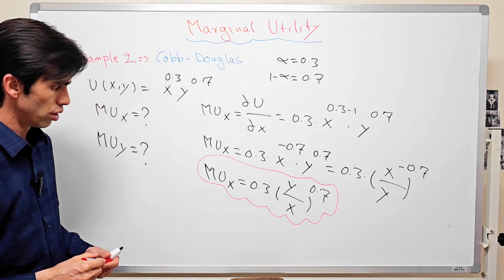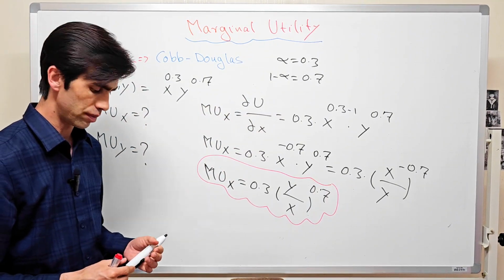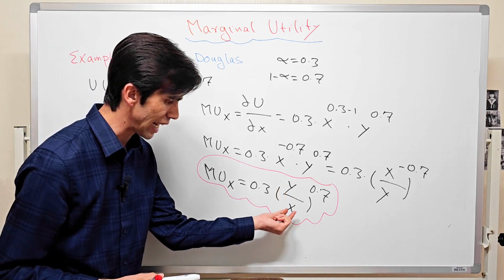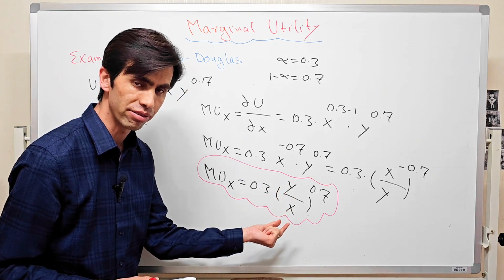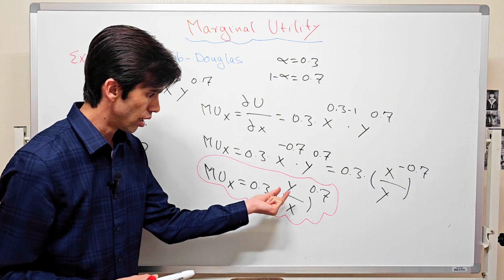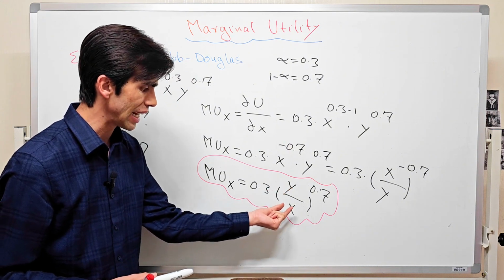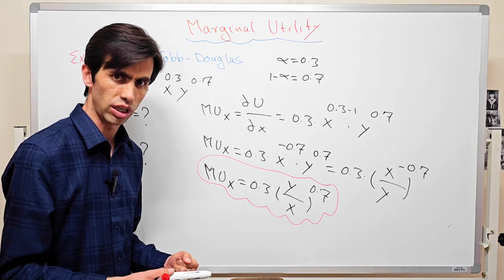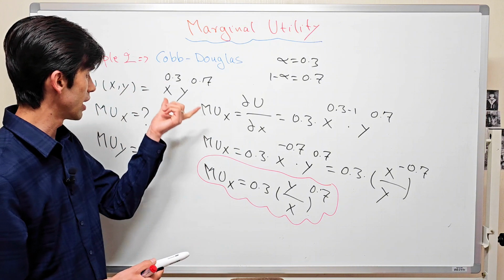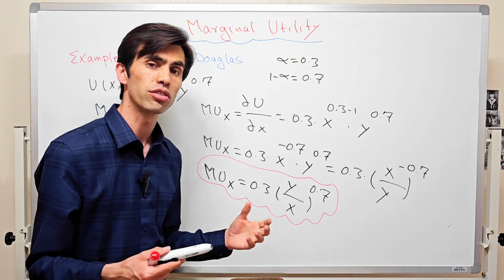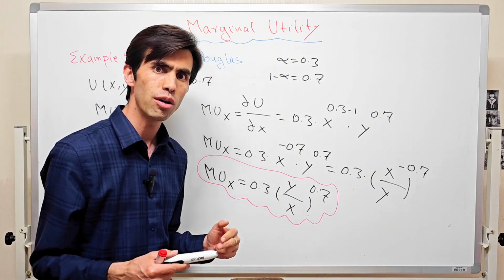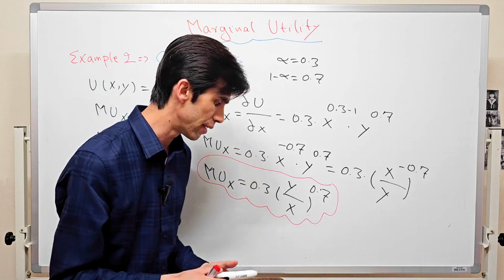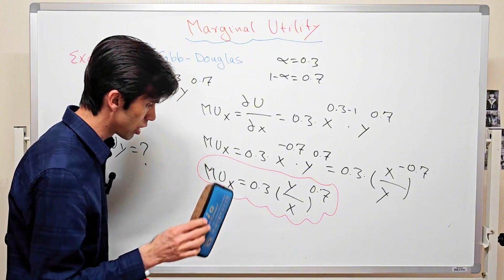And one thing that you may note here is that the marginal utility of x depends on how many units of y and x we already have, the consumption bundle we already have. So the marginal utility is going to change. It means the marginal utility in the case of the Cobb-Douglas utility function is not fixed. It depends on how many units of y and x we already consume. So this is the marginal utility of x.